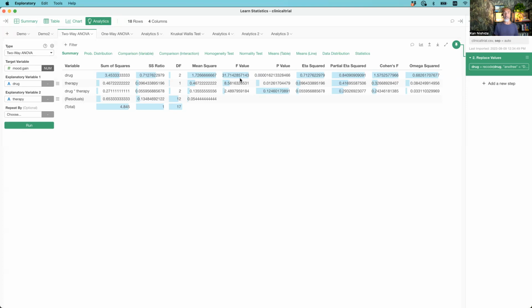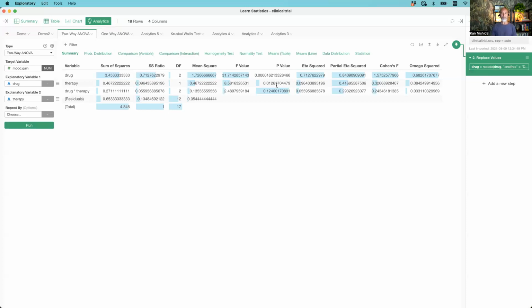In this case, drug and mood gain doesn't have any relationship, or there is no difference among all those drugs. That's a null hypothesis. Based on that, what is the chance of getting this F value of 31, which is pretty high? The p-value is 0.000016, so basically 0.016% chance that you get this value or more extreme or larger numbers. So this is significant. If we use 5% or 0.05 as a threshold, then we can conclude the drug is significant.